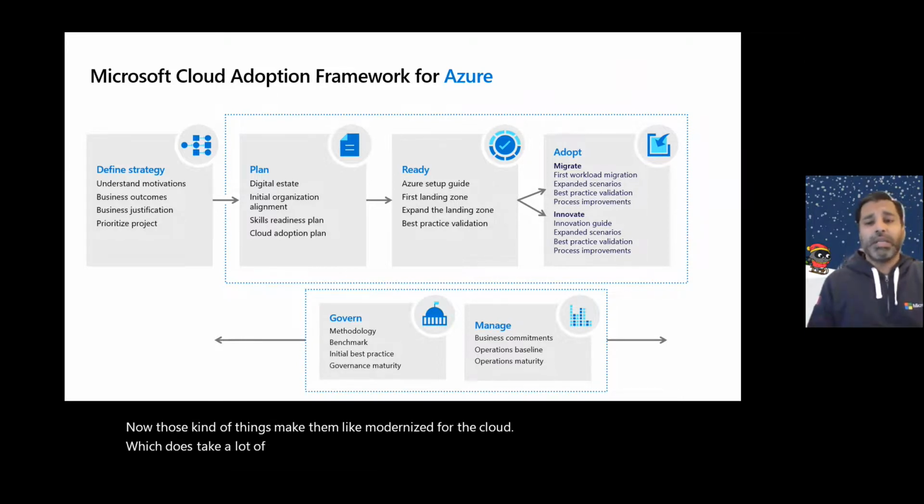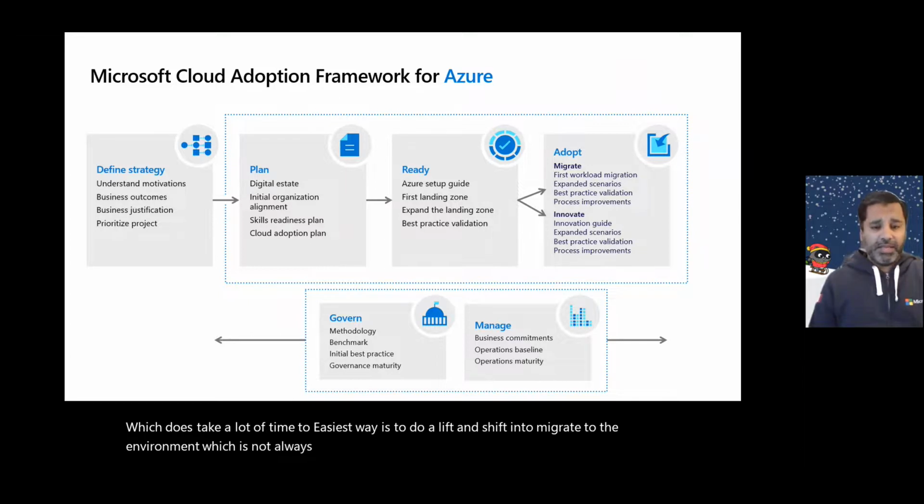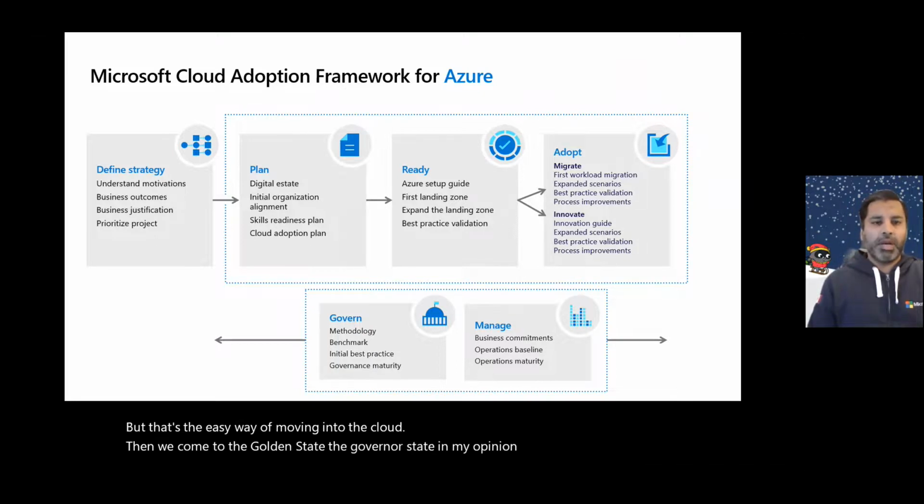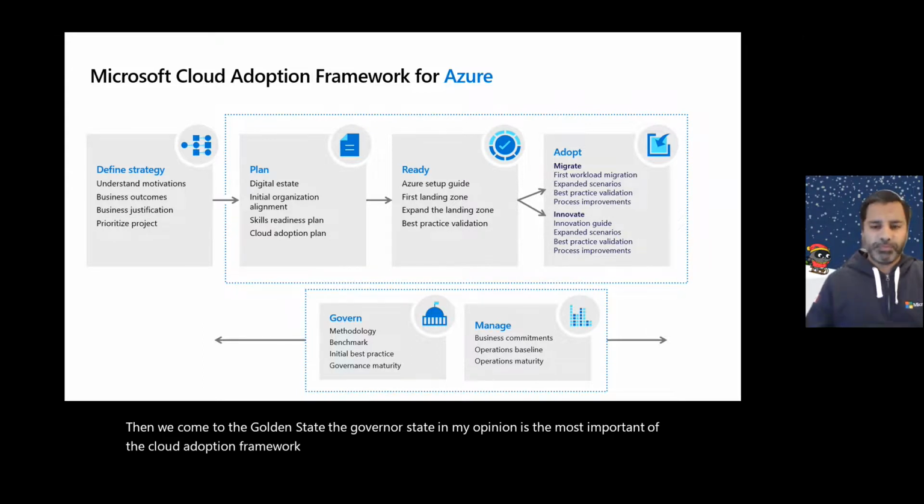The easiest way is to do a lift and shift and migrate to the environment, which is not always very efficient and effective from a cost aspect, but that's the easy way of moving into the cloud. Then we come to the governance state. The governance state, in my opinion, is the most important of the cloud adoption framework. And here's the reason why.